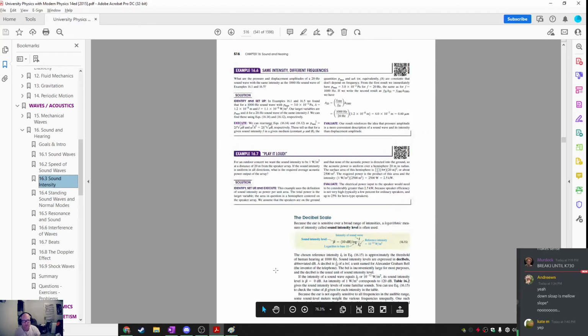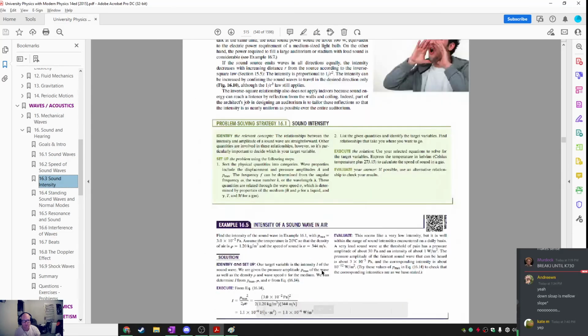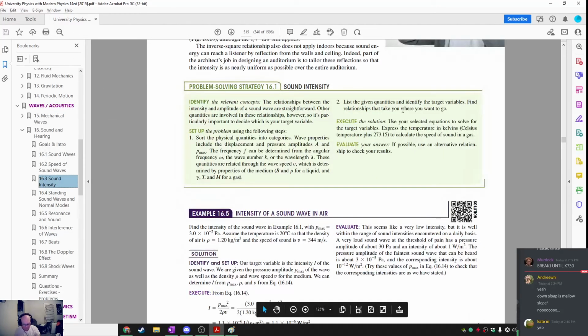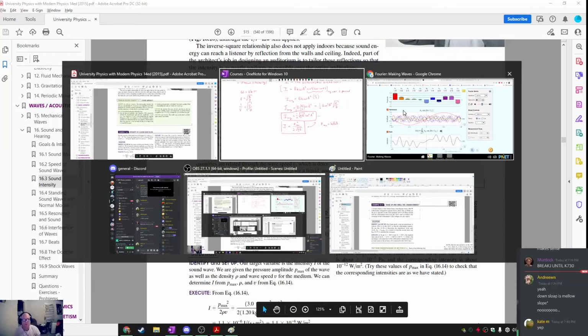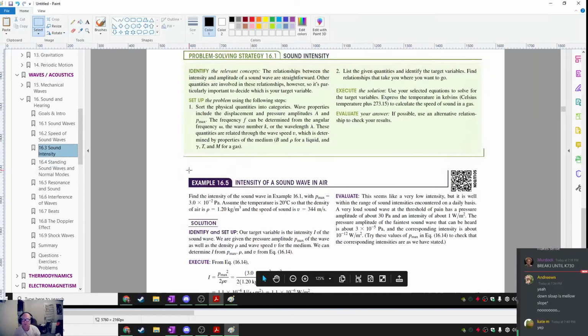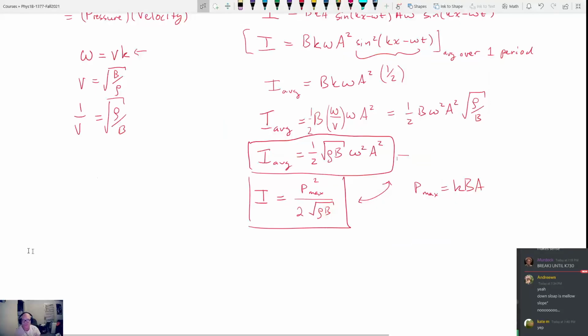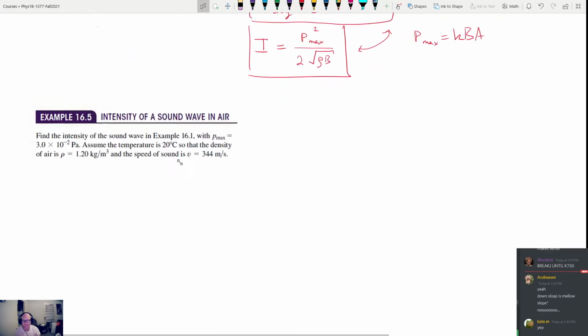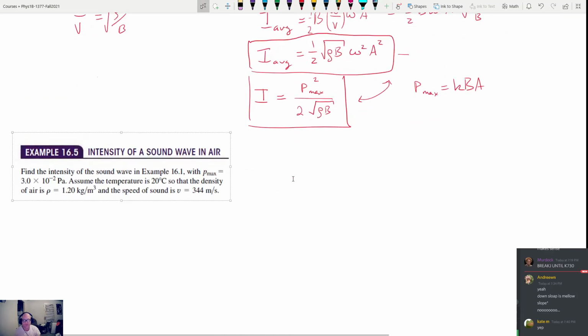and here are the problems we want to do. So let's do this one first. This is going to be a very plug and chug kind of problem. Okay, I'll leave the formulas up here.